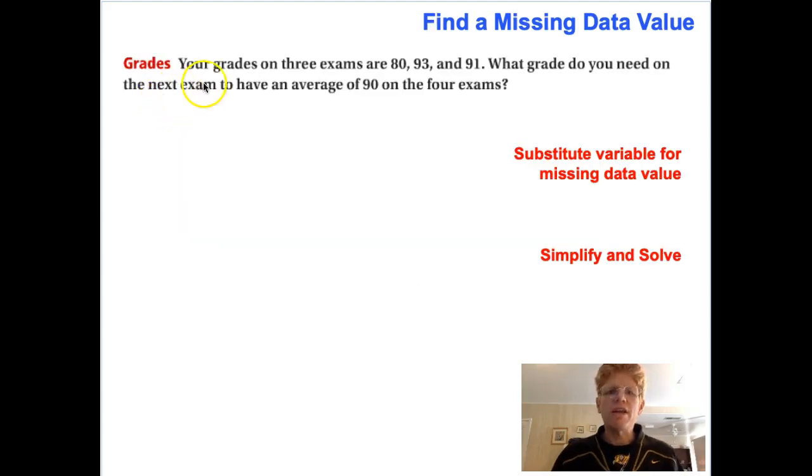In this problem, we're finding a missing data value in a set of data items. So your grades on 3 exams are 80, 93, and 91.